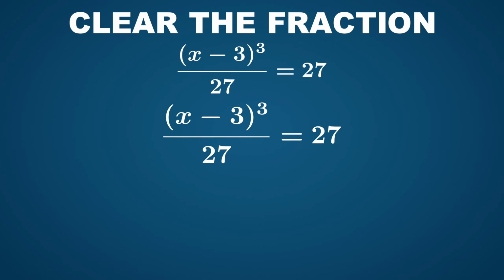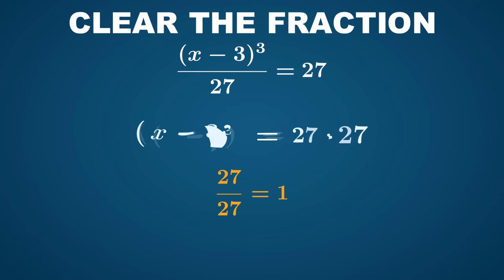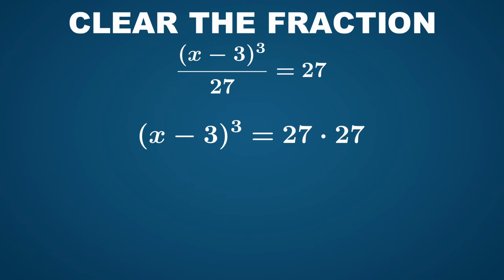To remove the fraction, we multiply both sides of the equation by 27. Multiplying both sides by the same number keeps everything balanced. On the left, the 27 in the denominator cancels away completely. What remains there is x minus 3, still raised to the third power.